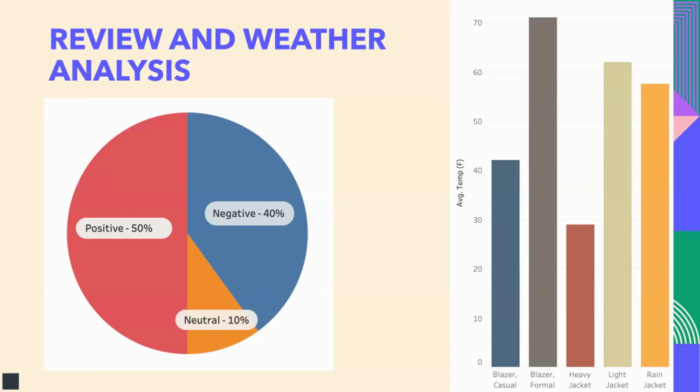The second visualization shows the average temperature we wear our jackets in. As you can see, we mostly wear our jackets in the 60 to 70 Fahrenheit range. However, we also wear the heavier jackets in colder temperatures. And this can help us decide which jackets to wear during which weather, depending on how cold or warm the day will be.